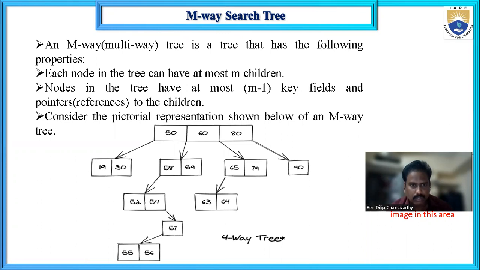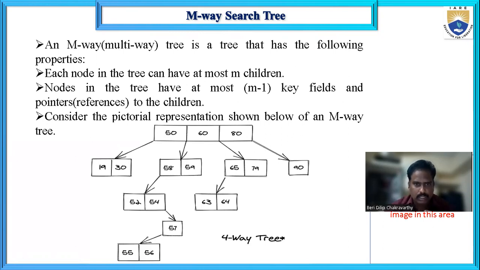Suppose we consider this example, a four-way tree, where it will have a maximum of 4 children. And the keys will be a maximum of M minus 1, that means 4 minus 1, so a maximum of three key fields will be there, and pointer references to the children. So this is a four-way search tree.